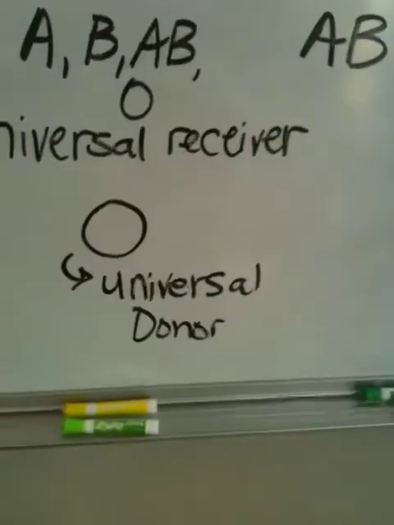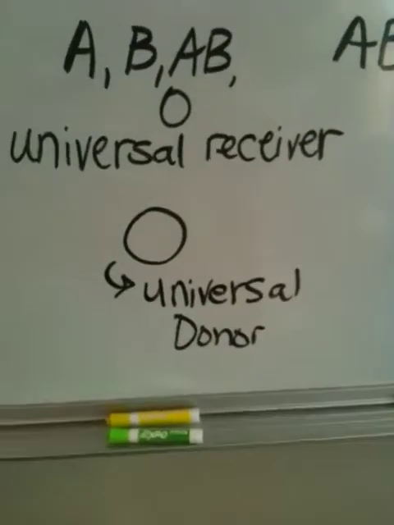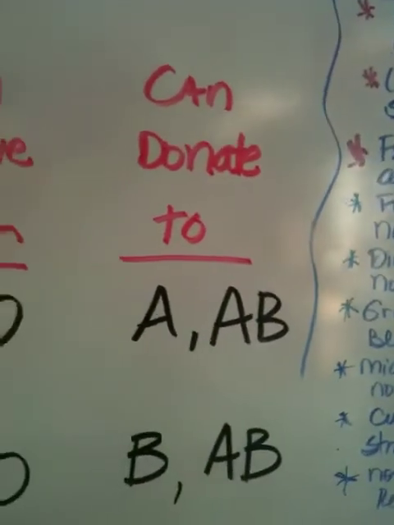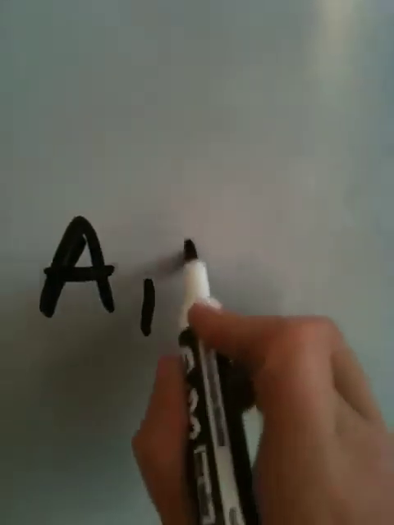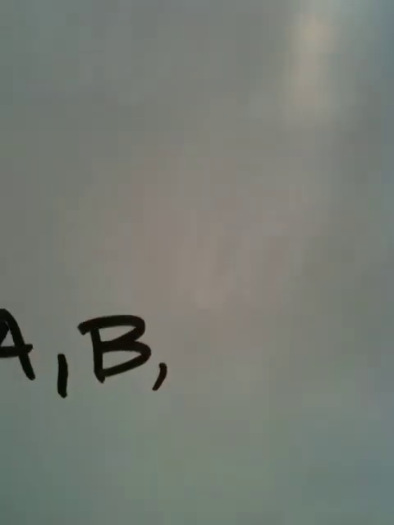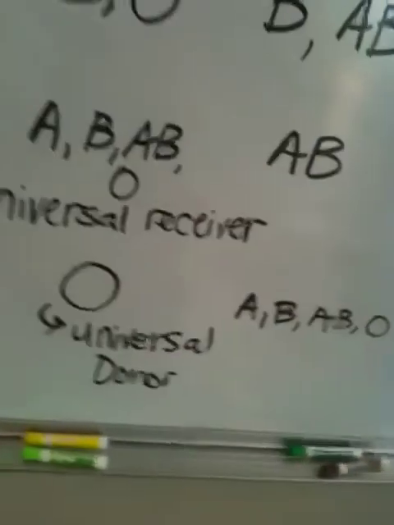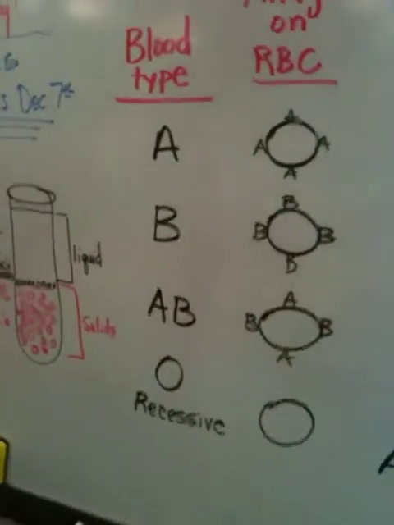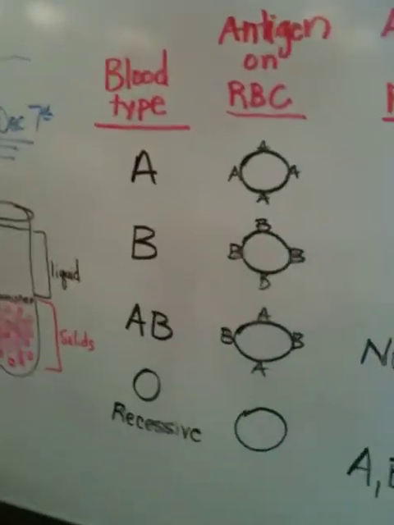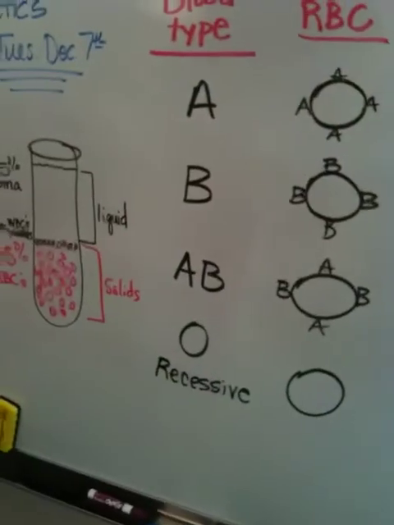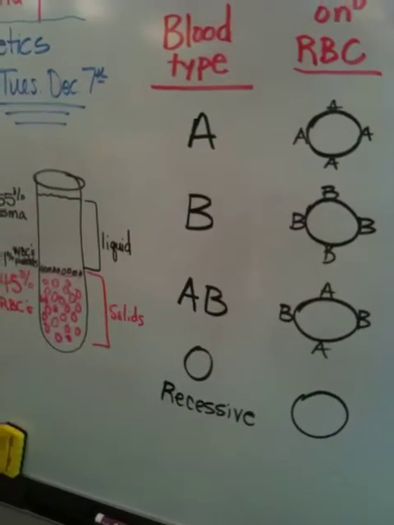Okay? O is the universal donor because everybody can receive blood from O. But O's can only get blood from themselves. So they can donate to A's, B's, AB's, and O's. Okay? All right, so those are the blood types, A, B, and O.